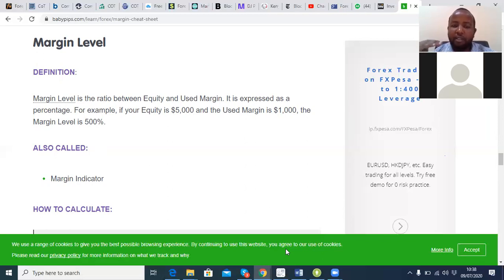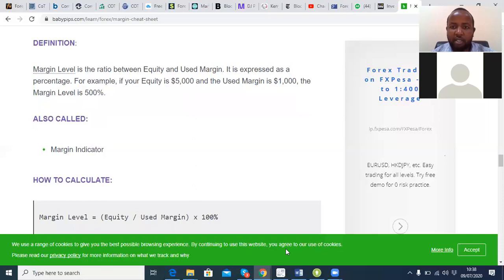Each and every position has required margin. All of them combined, we have used margin. Now the ratio between equity and the used margin, that's where we get the margin level. For example, if your equity is 5,000 and used margin is 1,000, then the margin level is at 500%. That's just an example. That means you already have a risk of almost 20% of the account.